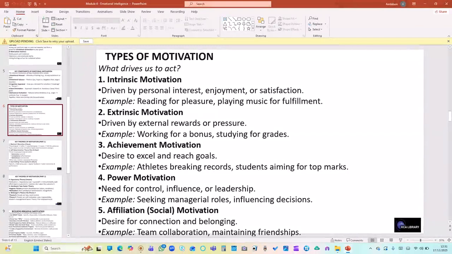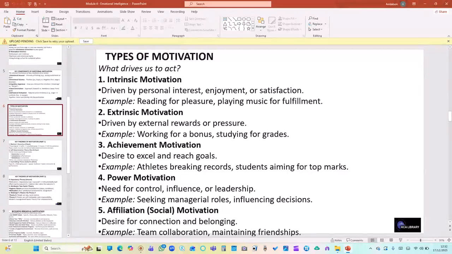Then we have extrinsic motivation, which is driven by external reward or pressure. Example: working longer hours in order to receive a bonus, studying to have higher grades. They are examples of extrinsic motivation. Then achievement motivation is a desire to excel or reach a particular goal. Example: athletics, breaking records, students aiming for top marks. Then power motivation is the need for power, influence, or leadership. So it is the desire to control others. So that is power motivation.